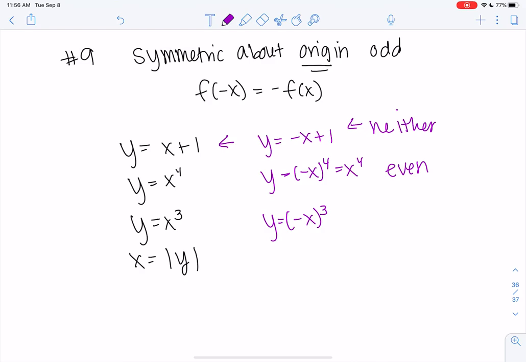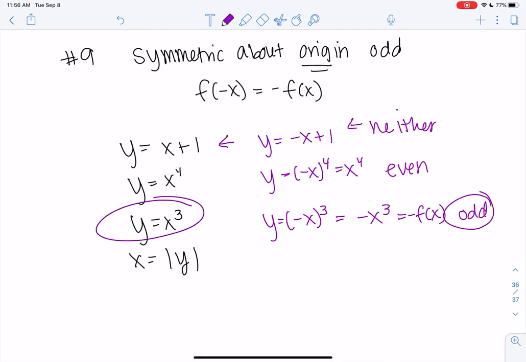Next one, negative x cubed gives me negative x cubed, which is negative f of x. So this is my odd function, or symmetric about the origin. And you could try the last one, but once I find the answer, I save my time and don't bother. But if you were to plug in negative x, it would not be odd.